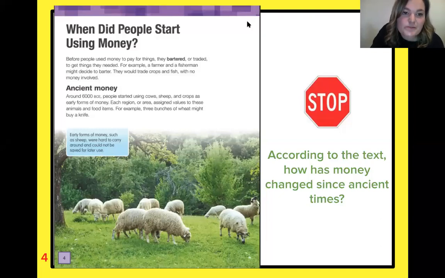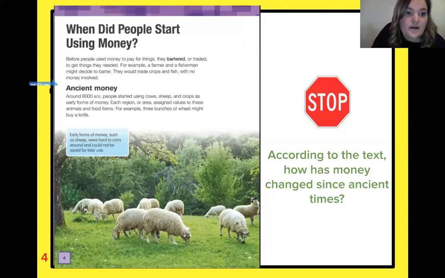Before people used money to pay for things, they bartered or traded to get things they needed. For example, a farmer and a fisherman might decide to barter. They would trade crops and fish with no money involved.